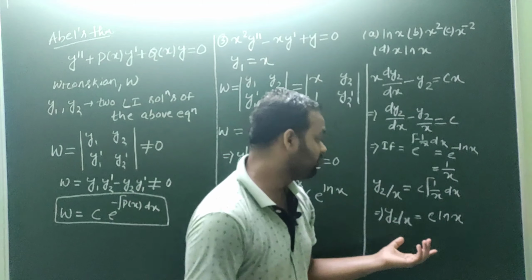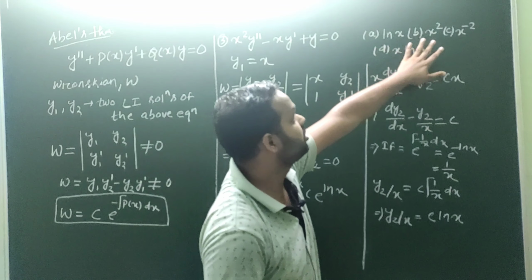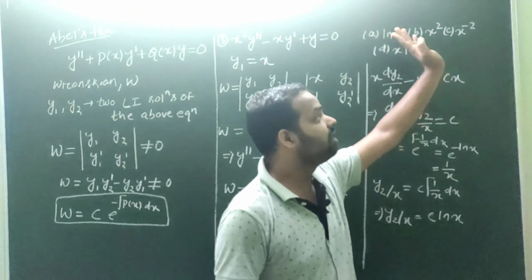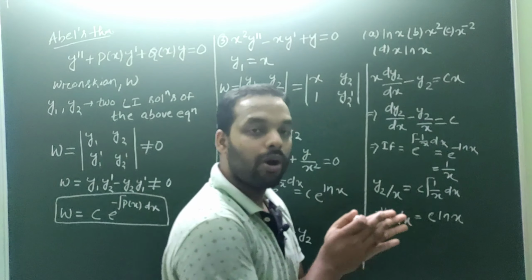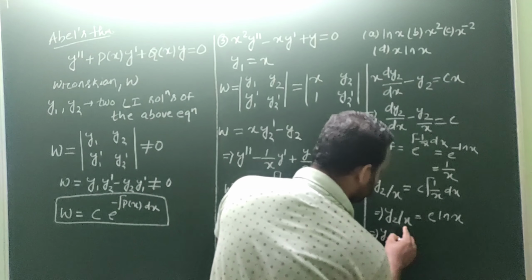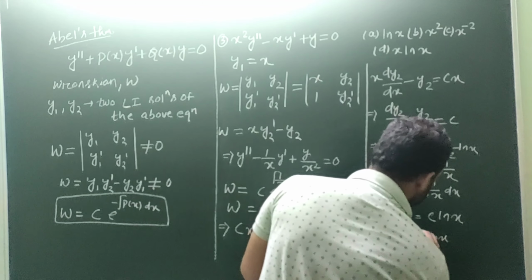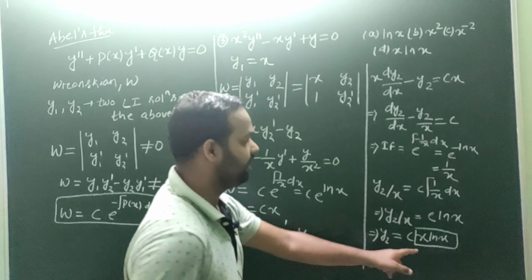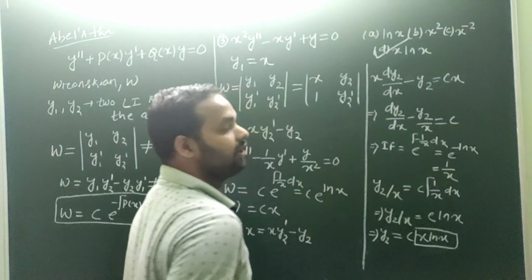He doesn't care about the arbitrary constant, because if you see those options, there is no arbitrary constant involved. So you can just take the form of that linear independent solution. Finally you can get y2, take this x to this side, this is cx log x. So this is the second linear independent solution. So the right option is D.